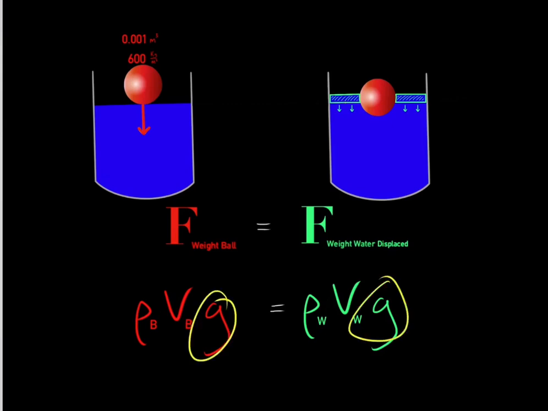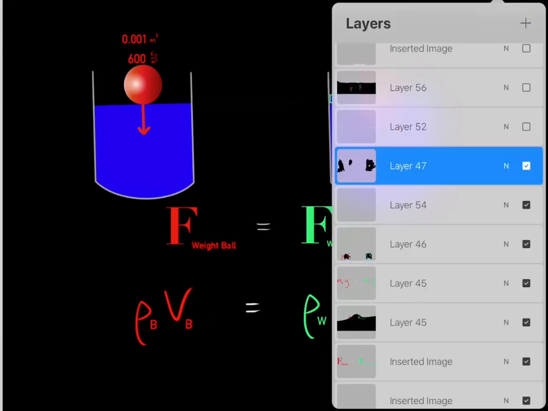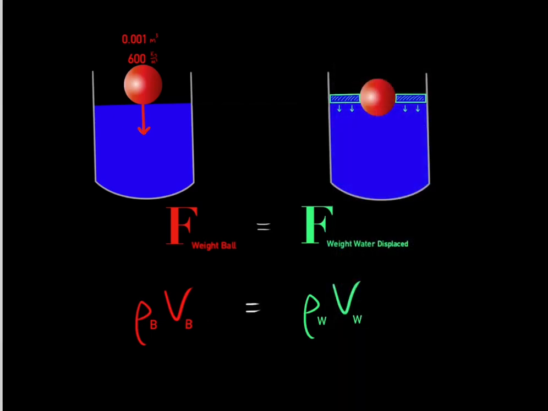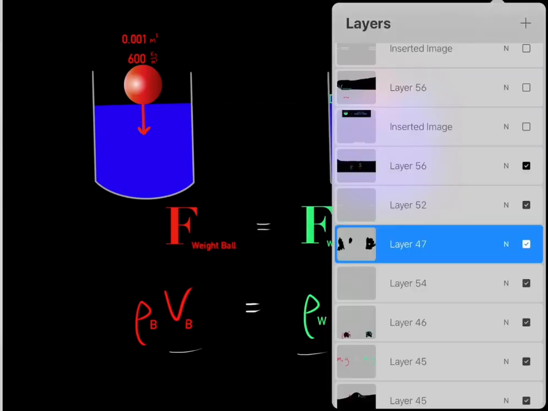However, we know the acceleration due to gravity is constant, so we can just cross out these g's. So now we're left with this equation. The density of this ball times the volume of this ball equals the density of water times this particular volume of this water that's been lifted up. Now, just doing some algebraic rearrangements, we can divide both sides by the volume of the ball, canceling this out, and divide both sides by the density of water, canceling this out. And if we do that to both sides, we're left with this equation.